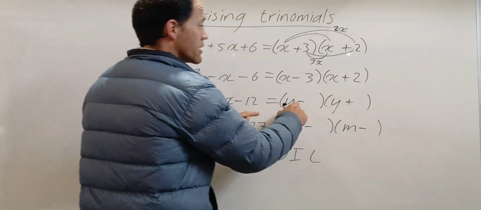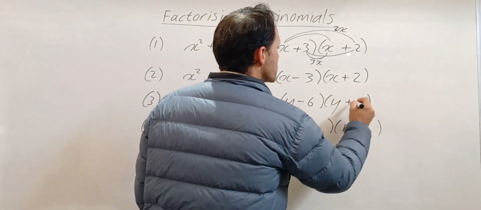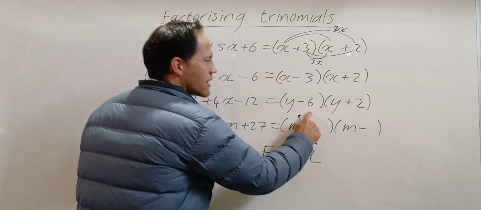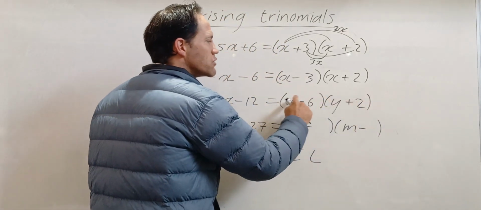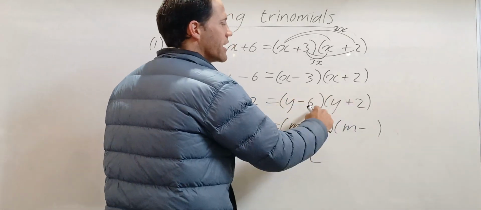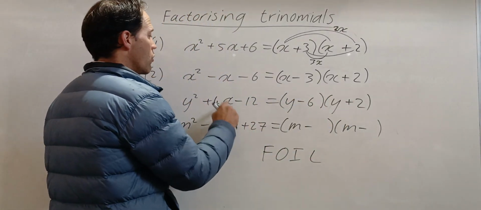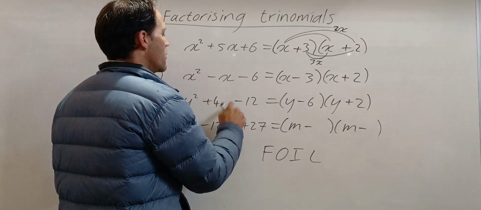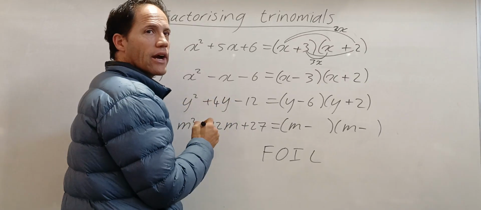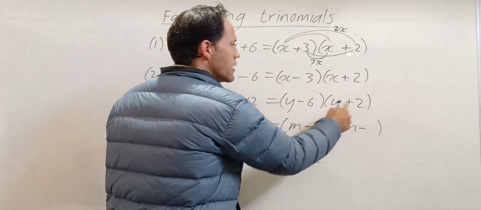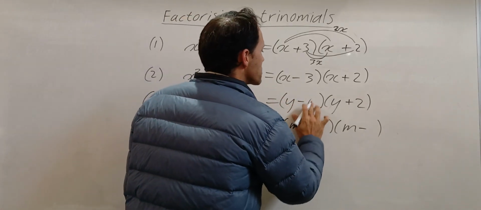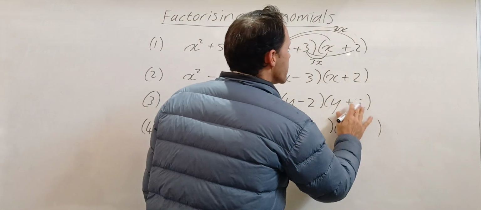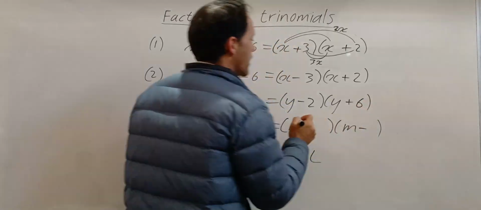Okay, but now you must look at the signs. If I say 6 times 2 like this, then negative 6 times y is negative 6y, plus 2 times y is plus 2y. So negative 6y plus 2y is negative 4y. But this one is plus 4y in the middle. So negative 6 plus 2 gives you negative 4, but this is plus 4. So then you say I must swap it around. I must put a negative 2 on this side and a plus 6 on that side.